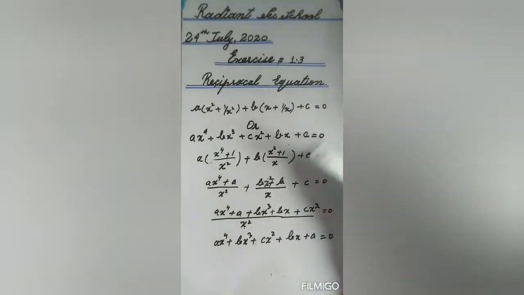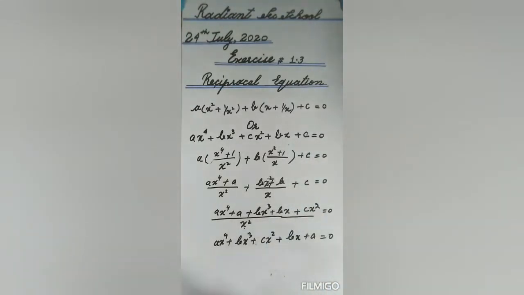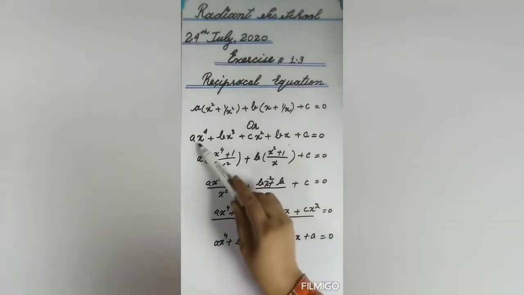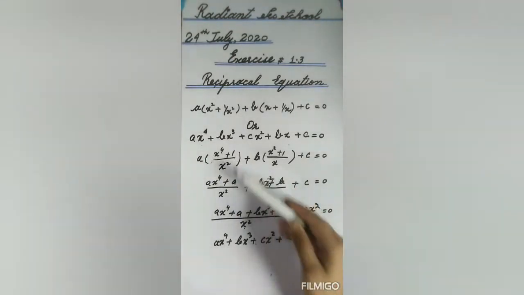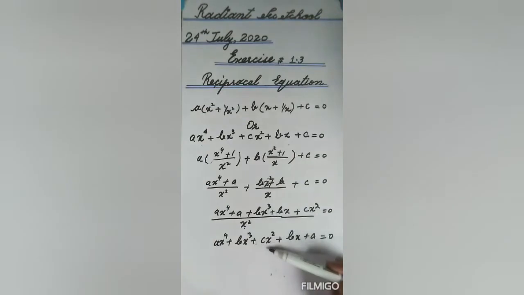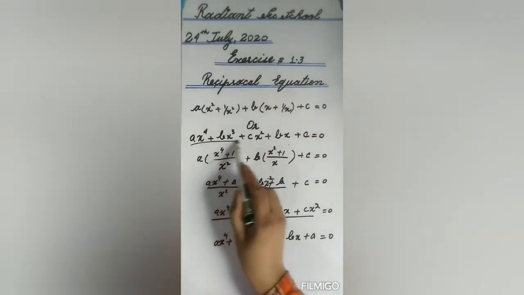That is this equation here. Check both of these equations. Here it is ax4, this is ax4, it's bx cube, cx square and bx and a equals 0. So we have got this very equation.